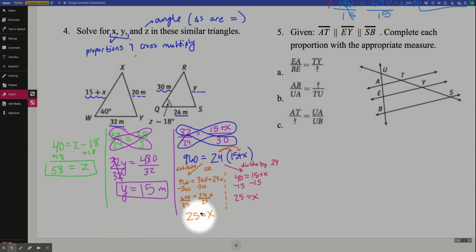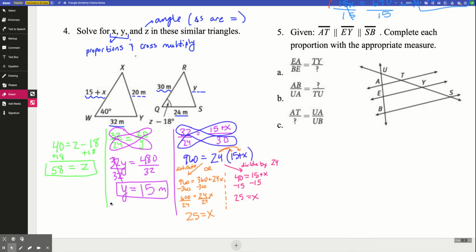Then I subtracted 360 from both sides and then divided by 24 and got that x was equal to 25. Option 2 would be to divide both sides by 24 to get rid of the 24 out front. So when you divide 960 by 24, you get 40, and then you're just left with the 15 plus x on the other side. And then I just subtracted 15 from both sides and got x equals 25. So you notice that you get the same answer either way, right?